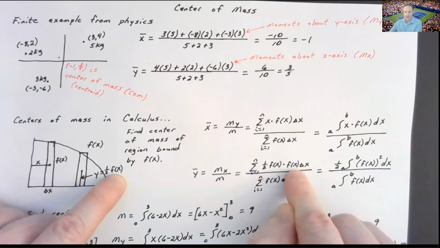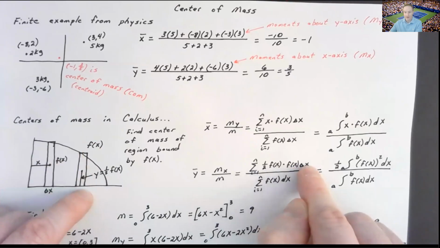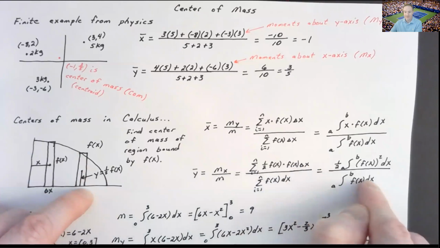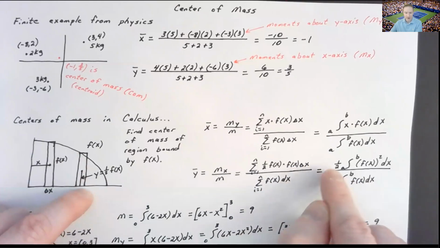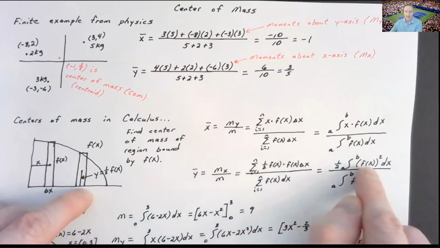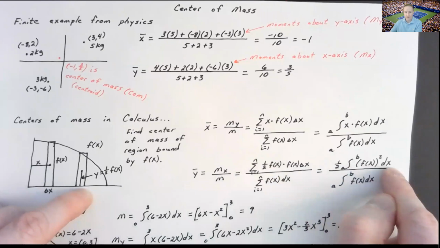And then the area of the rectangle at that point is your f of x delta x, divided by the summation of the sum of the masses, f of x. Ooh, and that should be a delta x there. It turns to dx in the next step. Now, my numerator here is going to be 1/2 the integral from a to b of f of x quantity squared with respect to x.